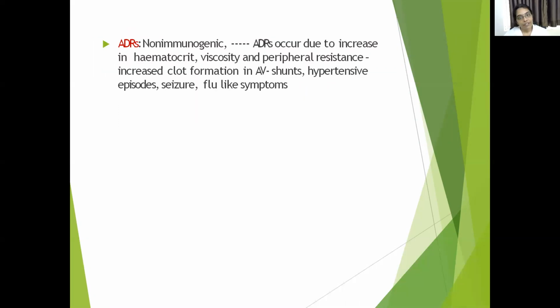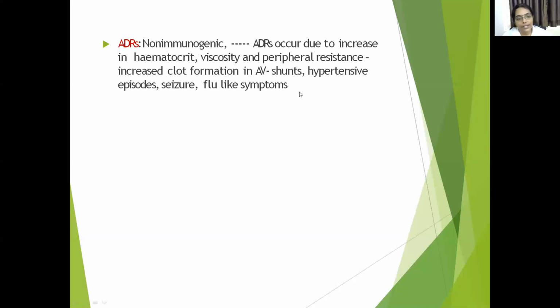So what are the adverse effects? It is non-immunogenic. If you see the adverse effects here, they're mainly because of the increased number of RBCs in the body. So erythropoietin is increasing the erythropoiesis. So the RBCs are increasing. So that leads to an increase in the hematocrit, the viscosity of the blood increases, so peripheral resistance increases, there is a hypertensive episode in the body, and there is increased clot formation in AV shunts. Then also seizures and flu-like symptoms can occur.